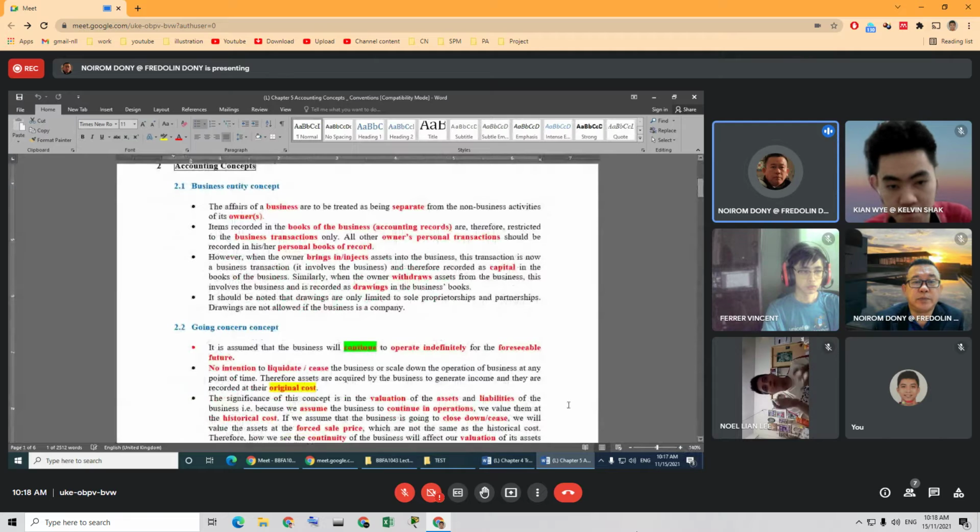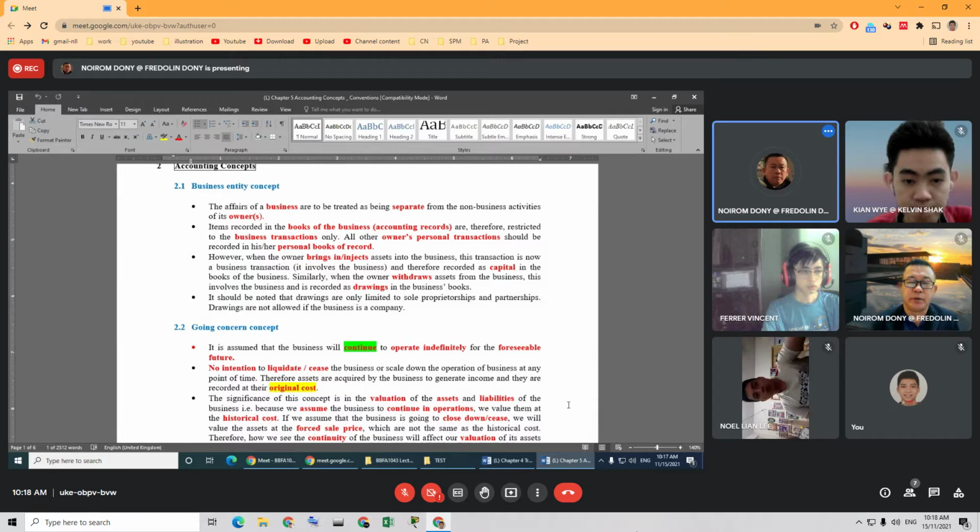Okay. So the first one is the business entity concept. Business entity concept means the business and the owner are two different entities. They are separated. They are not considered as one when we do the recording. So whenever we have a personal transaction, we don't record it into the books. Instead, we put everything into the drawings, isn't it?